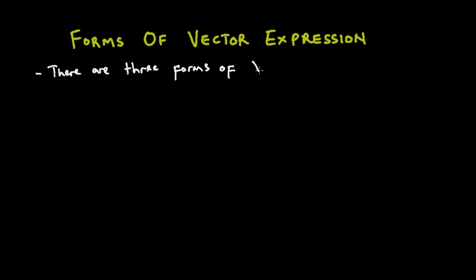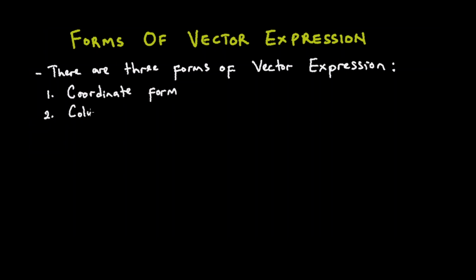When we say vector expression, what exactly are we referring to? In simple terms, we are talking about the ways we write vectors. So these three forms of vector expression are what we call coordinate form, what we call column form, and lastly what we call vector form. So these are the three forms of vector expression.